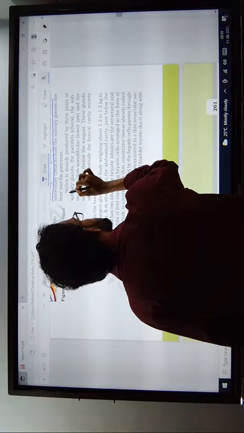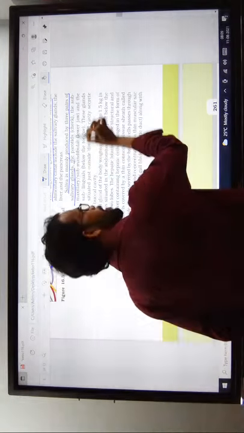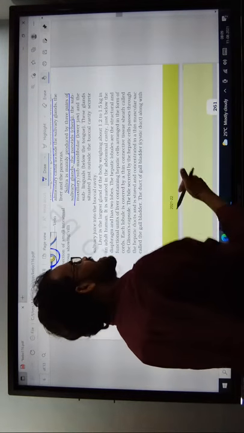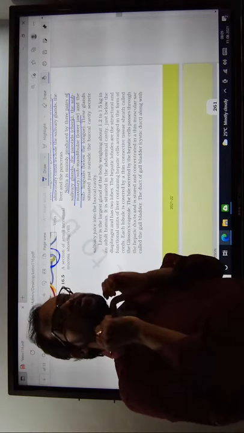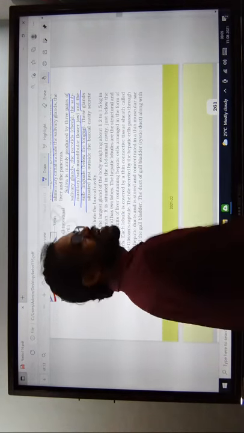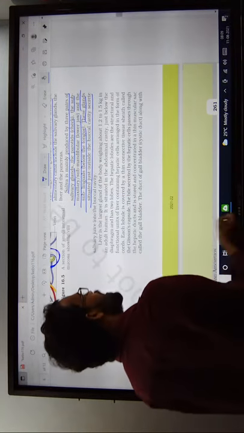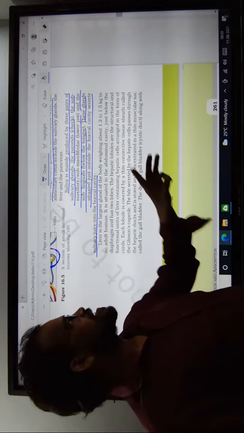There are three main pairs of salivary glands. What is the first gland? The parotid glands, located in the cheeks. The submaxillary or submandibular glands are located in the lower jaw. The next one, the sublingual glands, are located below the tongue. These glands are situated outside the buccal cavity.